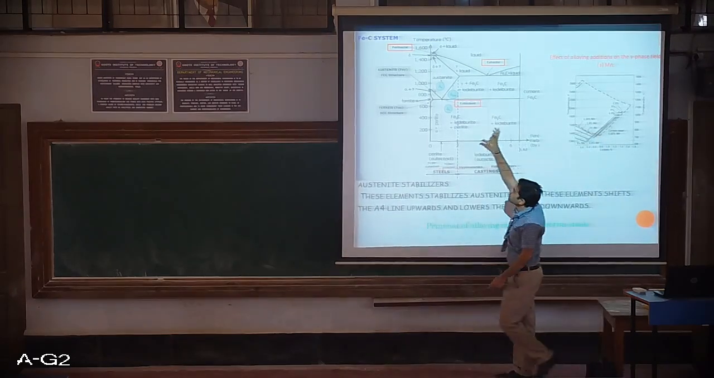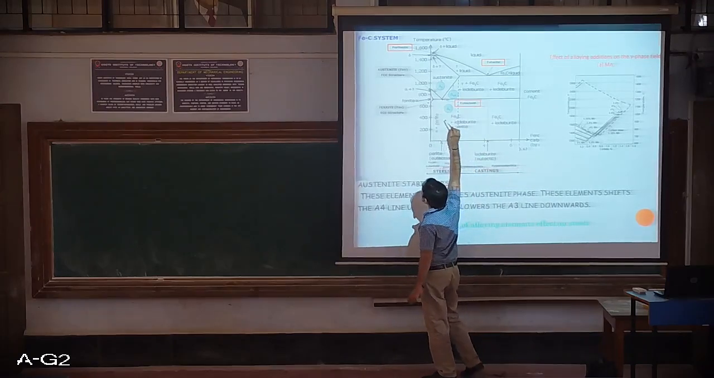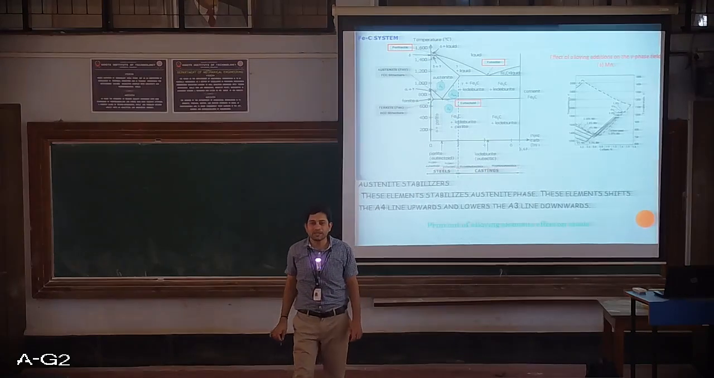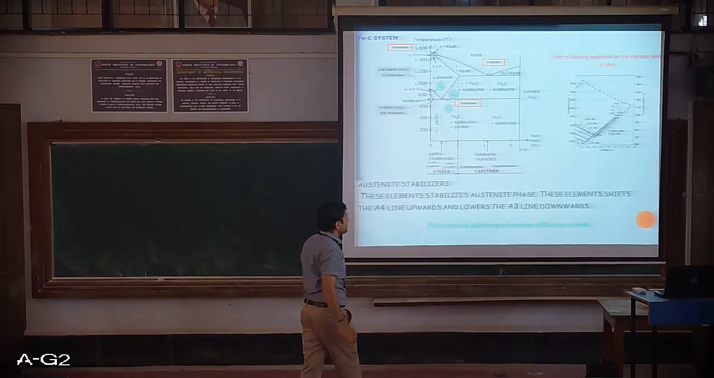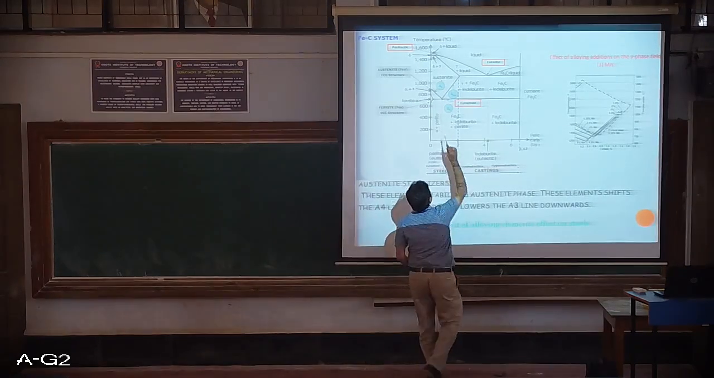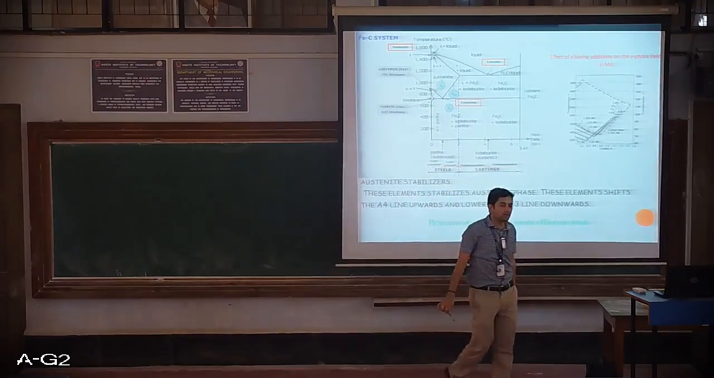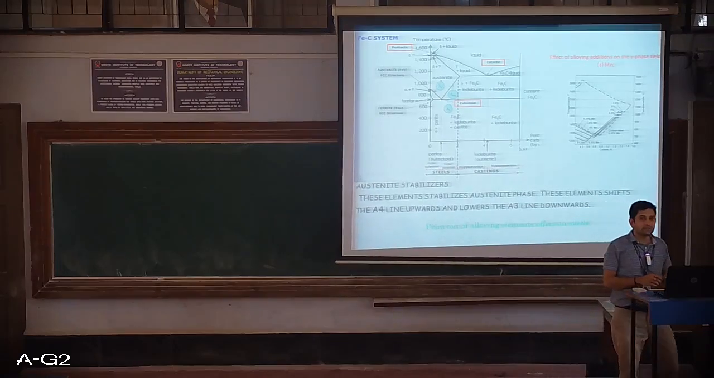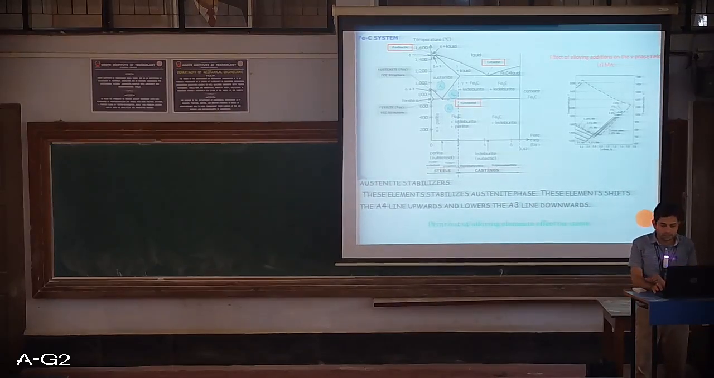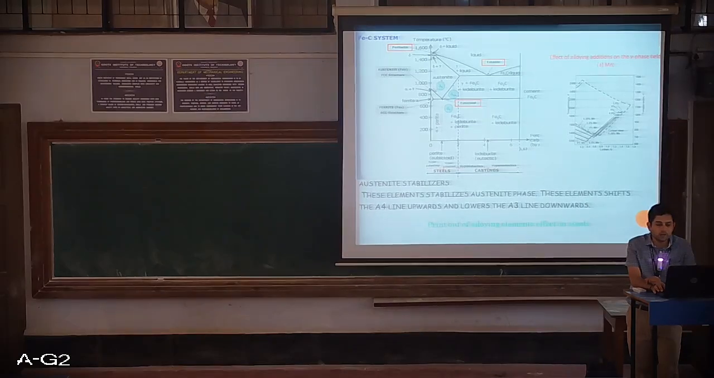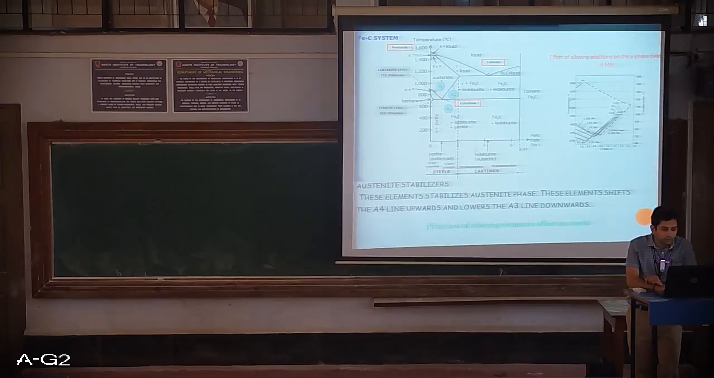In other words, even at room temperature, you will be able to see the austenite phase in the steel if you have added the austenite stabilizers. So by the addition of austenite stabilizers, this region will become more and more dominant even at room temperature, and you will be seeing the austenite phase in the steel. This is the effect of the alloying elements, in particular ferrite stabilizer and austenite stabilizer. Okay, I hope you have understood this.